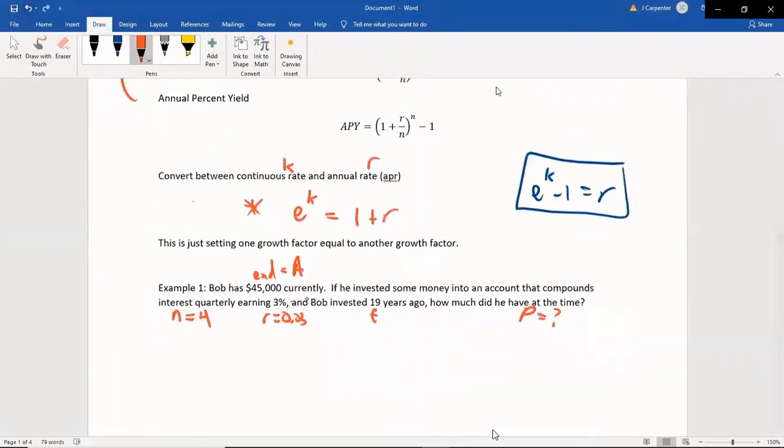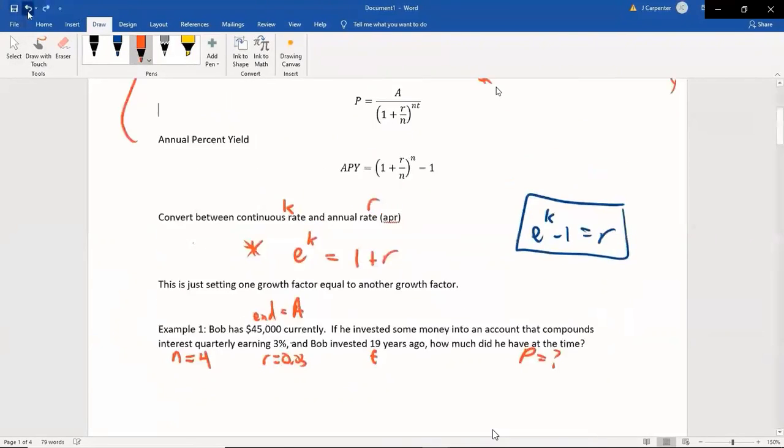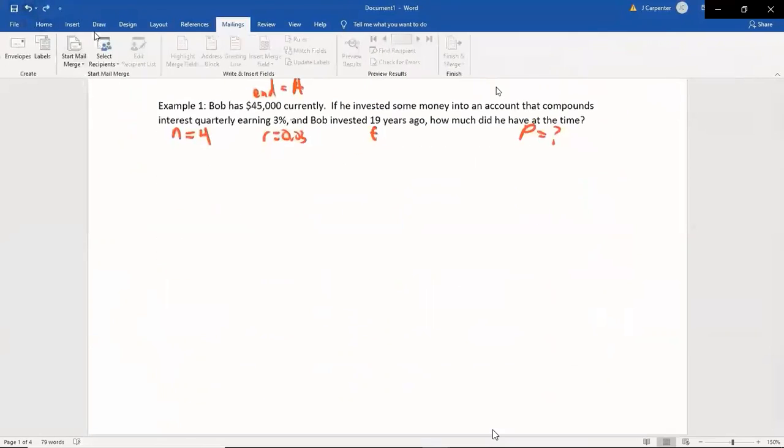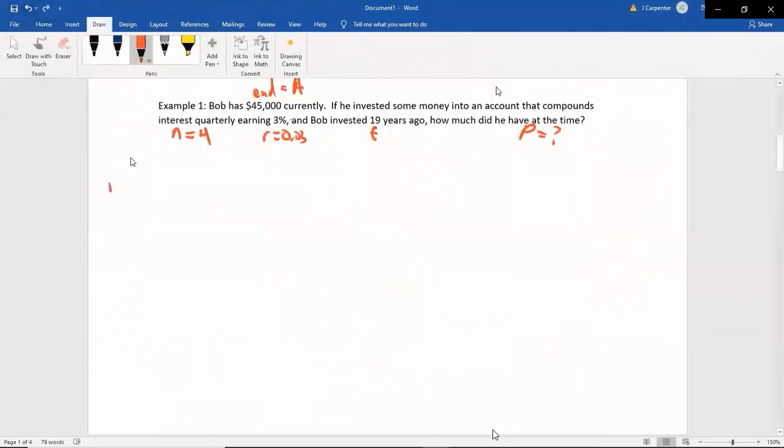Okay, so we're going to put those four numbers into the formula. P equals A over, so that's 45,000. I don't know why I'm writing it so far to the right. What's happening? Still doing that. What's happening with my pen? It keeps jumping. Put it over here. Thank you.